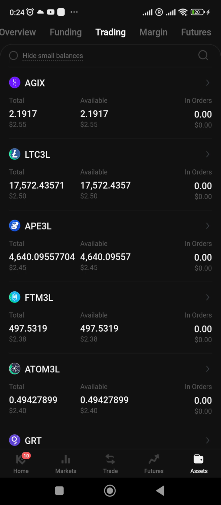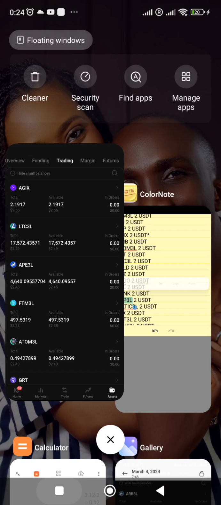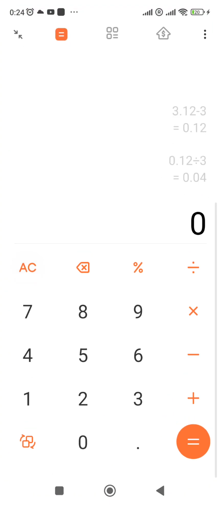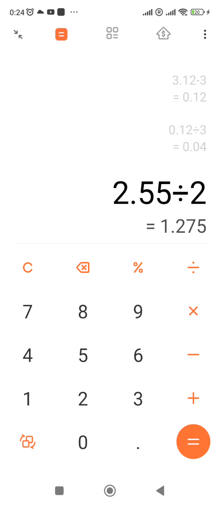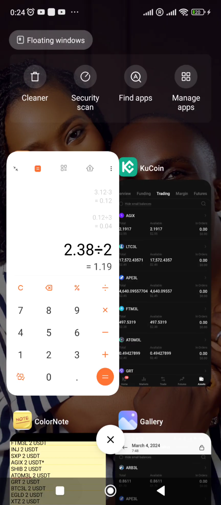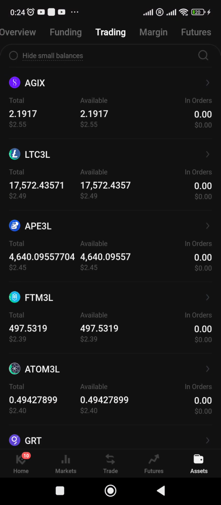But Agix and FTM are supposed to be 2, and they've risen to 2.55 and 2.38 respectively, ripe for profit taking. Just to prove it, 2.55 divided by 2, that's 27.5% profit. Okay, 2.38 divided by 2, that's 19% profit. So I can sell because they are both higher than 10% profit.